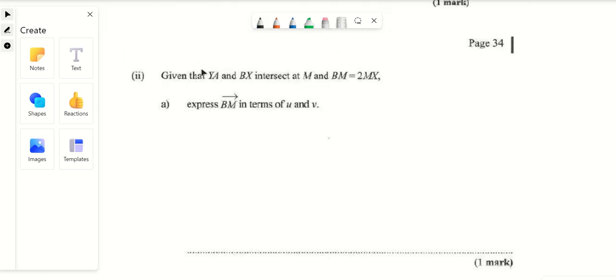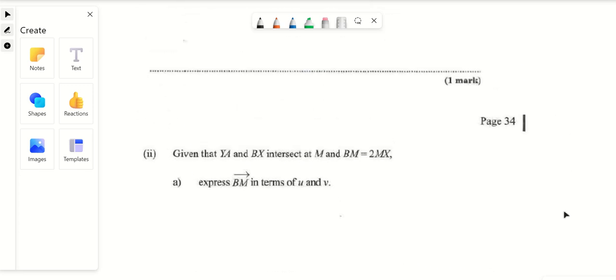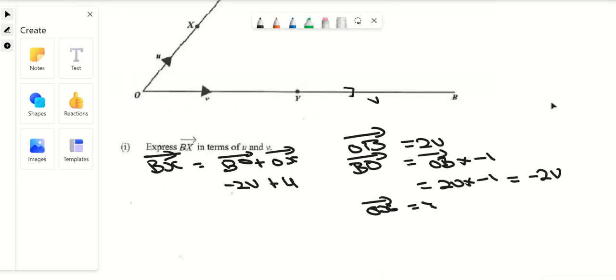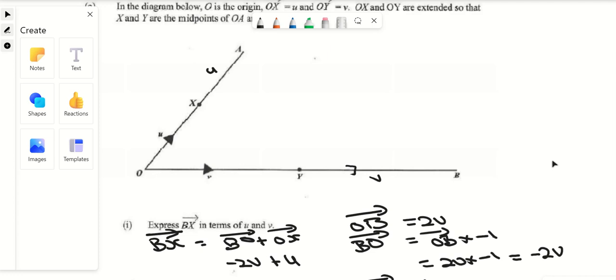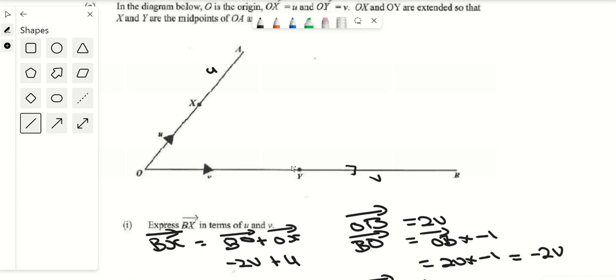Okay, so this says, given that YA and BX intersects at M and BM is equals to 2MX, express BM in terms of U and V. So let's read that and use our diagram. They said that given that YA, so let's draw that line YA. We started at Y.